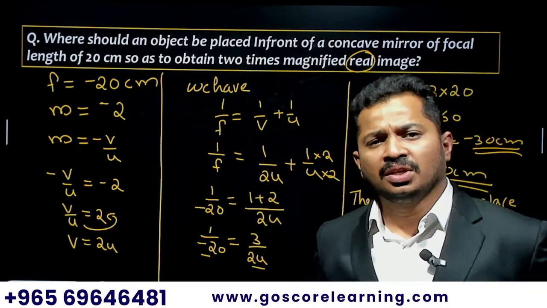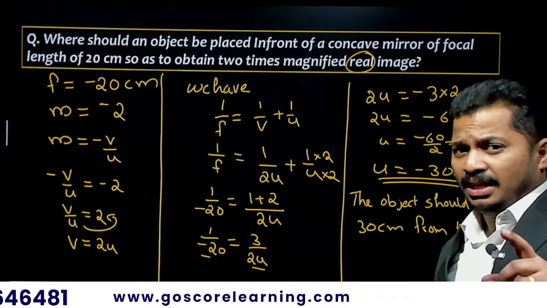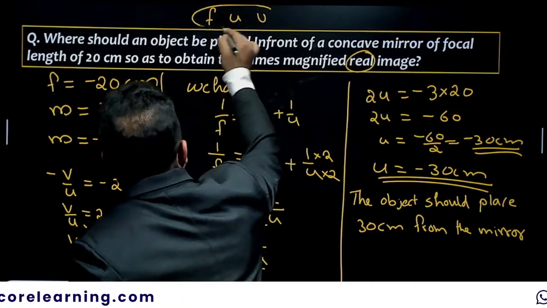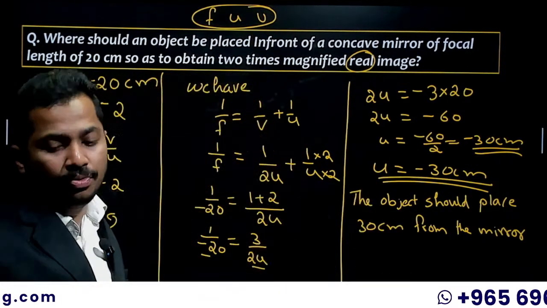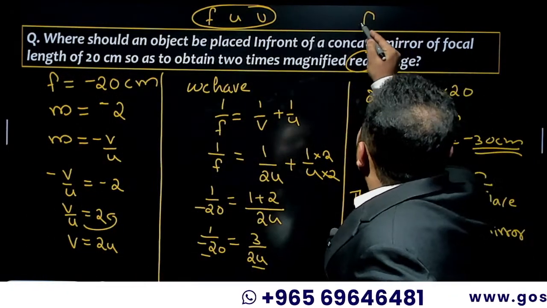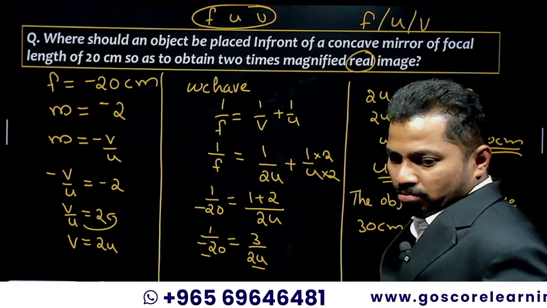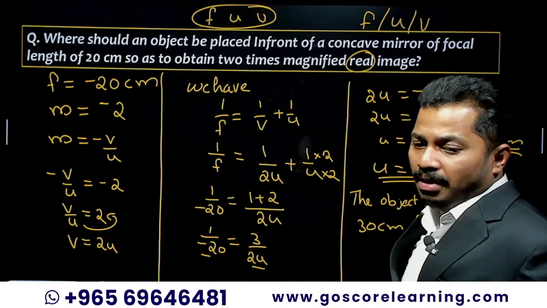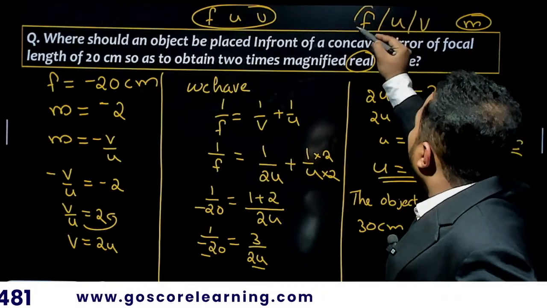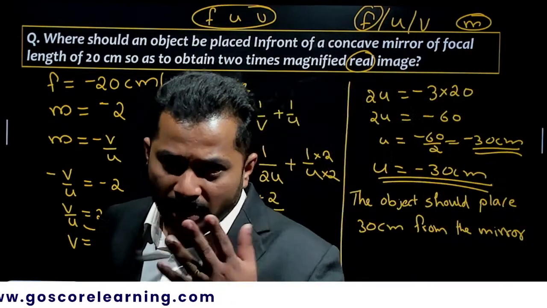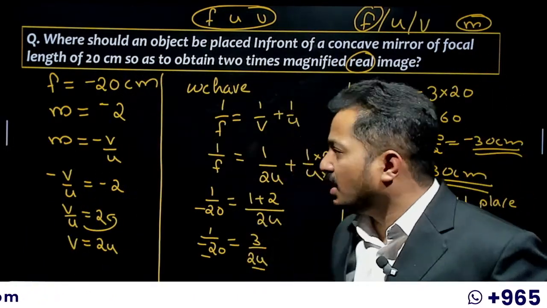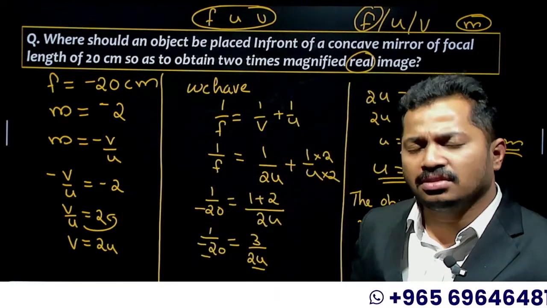Could you follow? Is it easy? So remember, out of F, U, V, if 2 are given, it is easy for you to find the answer. I have seen most of the students getting stuck with this kind of question. Out of these 3, any one will be given along with its magnification. Most probably focal length is going to be given. So focal length along with magnification, this is the method you are supposed to use, both in the case of mirrors and lenses.